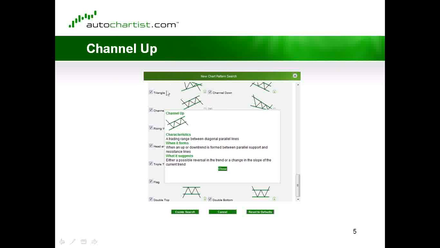The other thing I want to point out is that this information that I'm reading here is available in the AutoChartist program, so that when you hit this section of the search and you're not sure what the pattern represents, you can hit these little I buttons and this box will pop up. And in this case, the channel up pattern popped up. And you can see the characteristics, again, the parallel lines, you're going to see support and resistance form, and you have the choice to trade it either as a completed pattern breakout or as an emerging pattern and trade the support and resistance swings. So that's important there.